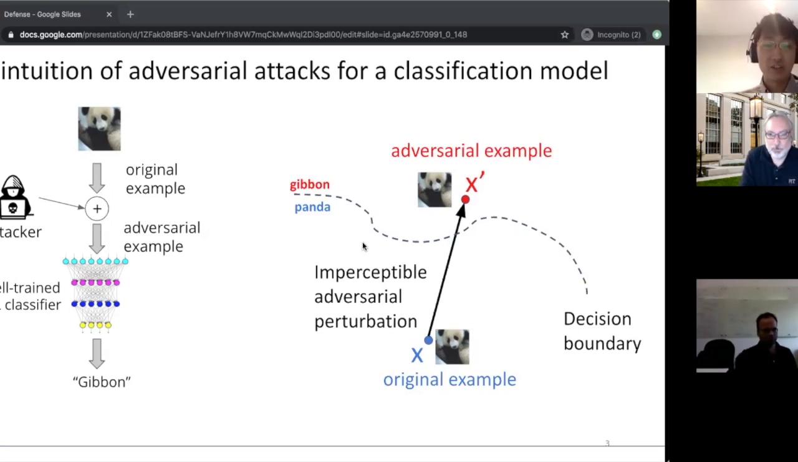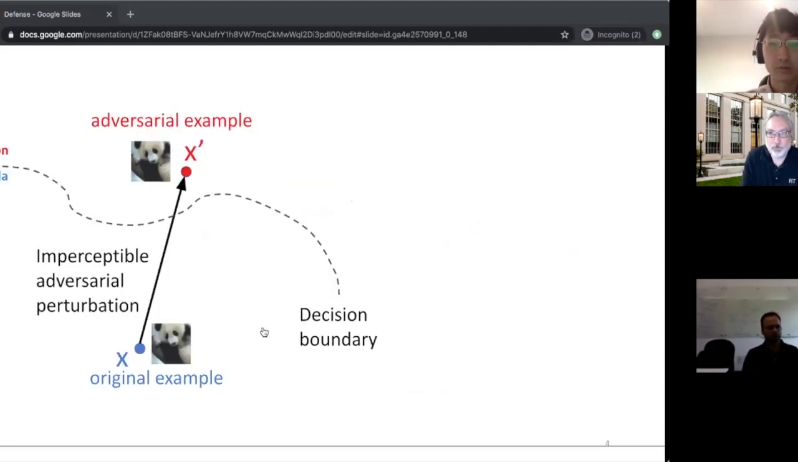And this perturbation is actually so small that the noise added is imperceptible to humans. So the X prime, the adversarial example, still looks like a panda to us. However, the model will misclassify X prime as a gibbon. So let's take a deeper look at this example.